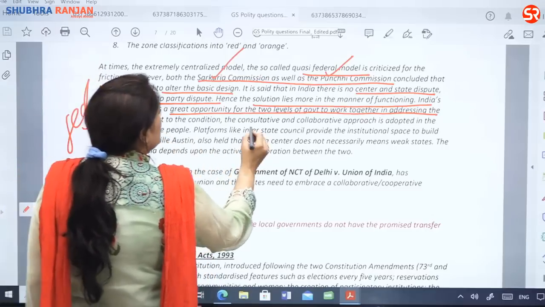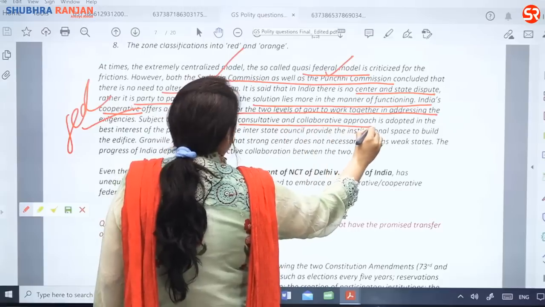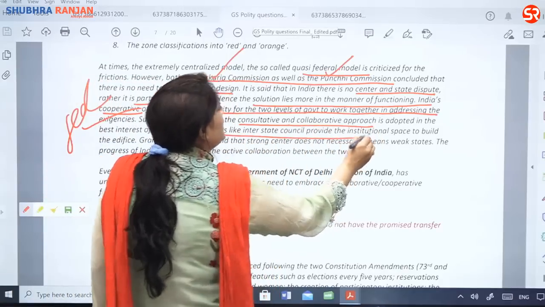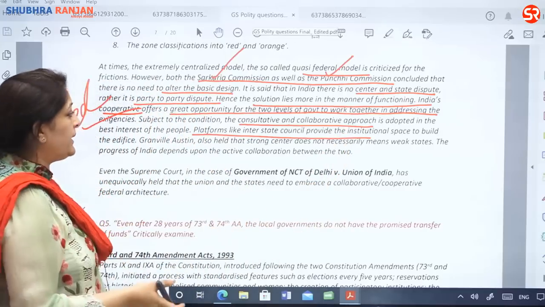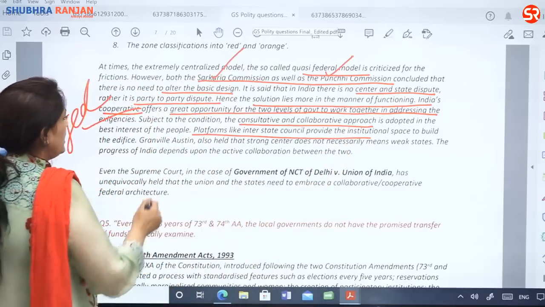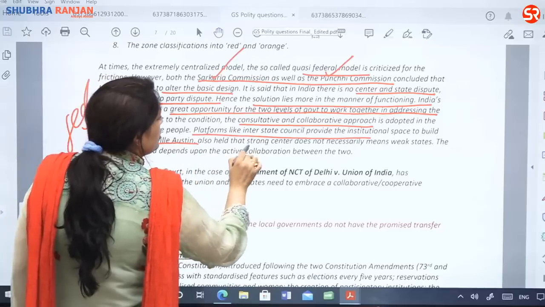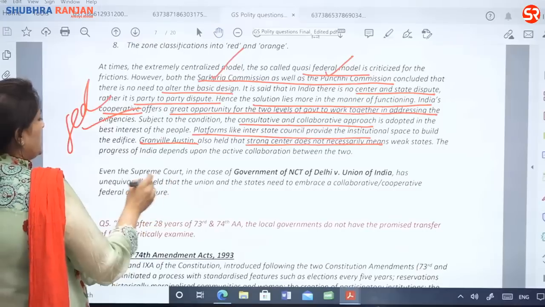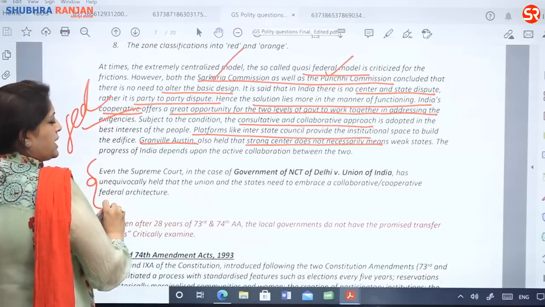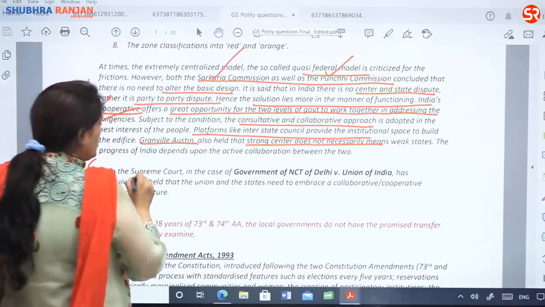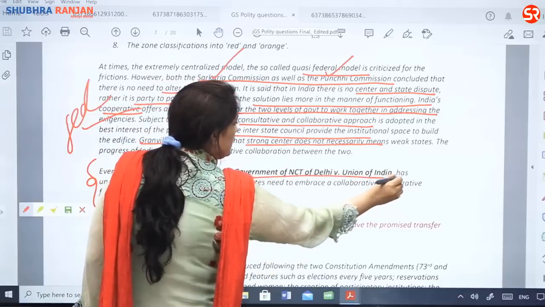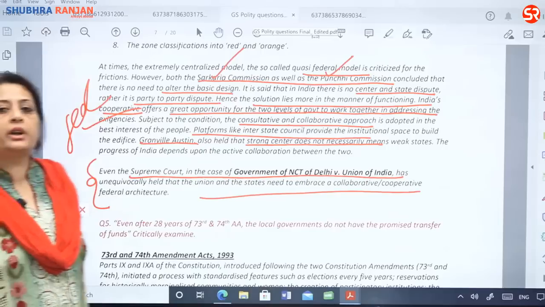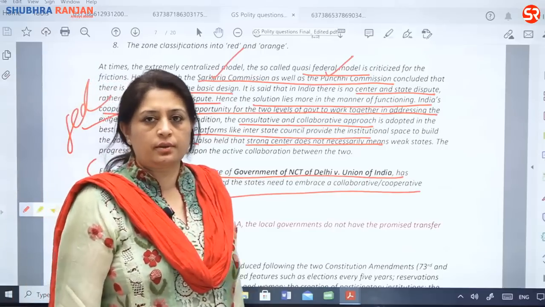Subject to the condition, a consultative, collaborative approach is to be adopted. Platforms like the Inter-State Council, a way forward solution you will have to give, okay. Granville Austin said a strong center does not necessarily mean a weak state. In a polity question, try to substantiate with the judgment of the Supreme Court. The Supreme Court in this case emphasized a collaborative and cooperative federal structure.